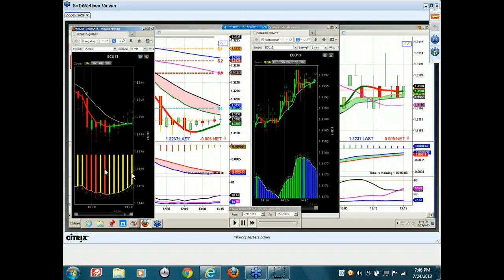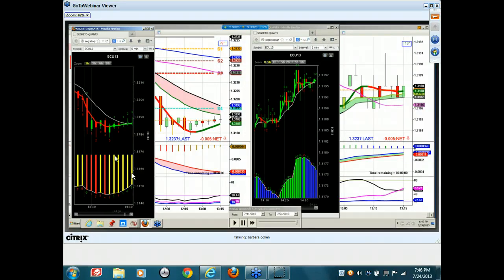You can see red. What red means is that there is selling strength and you want to look for a short opportunity. And then the yellow oscillator indicates a possible reversal, and you'll want to get in early for a short entry. I'm sorry, a long entry.